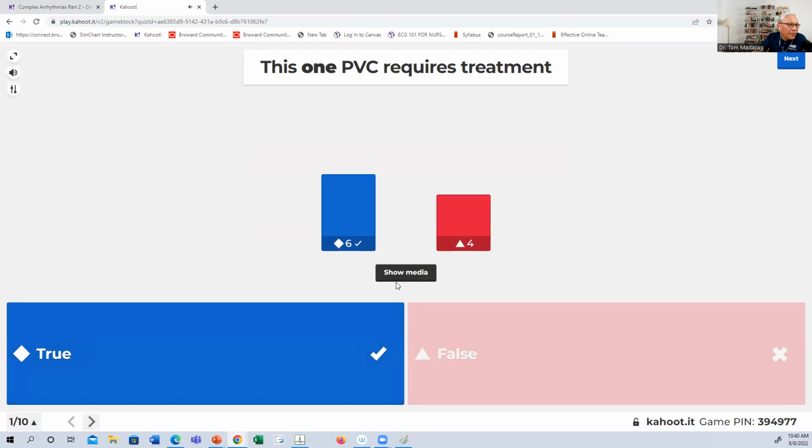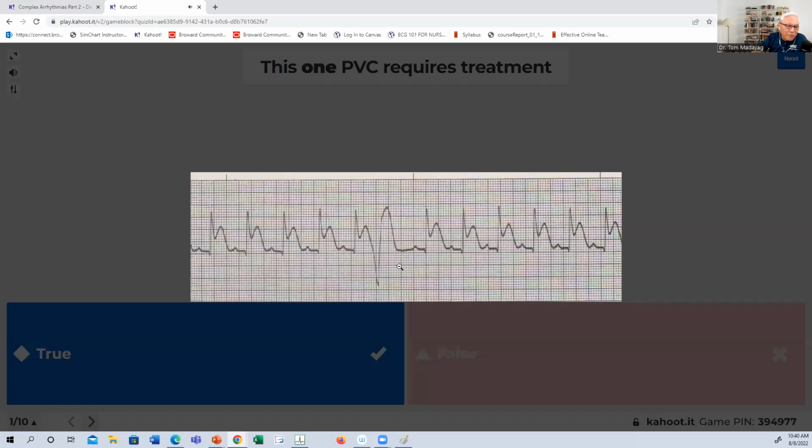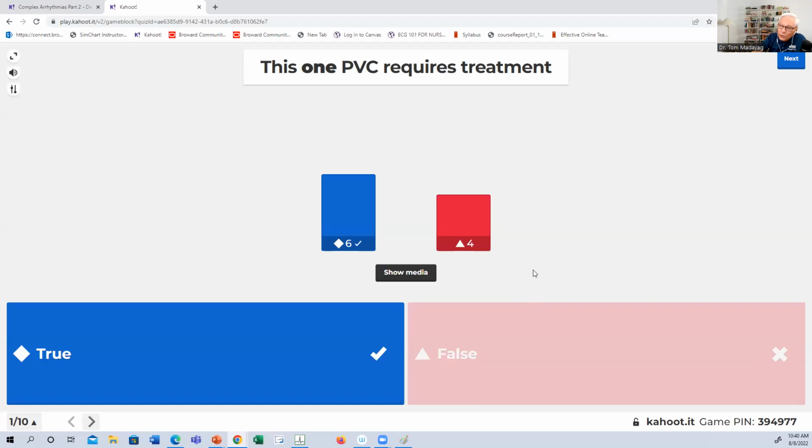Okay, so this is a PVC right on the T wave. And as I had mentioned earlier, this is a very, very dangerous type of PVC. So despite the fact that it's going to be infrequent, we're going to intervene. And usually the intervention will be the administration of an anti-arrhythmic agent. So the correct response, therefore, is true.